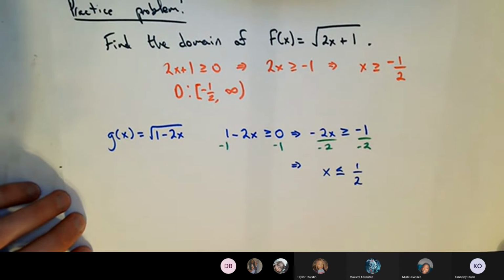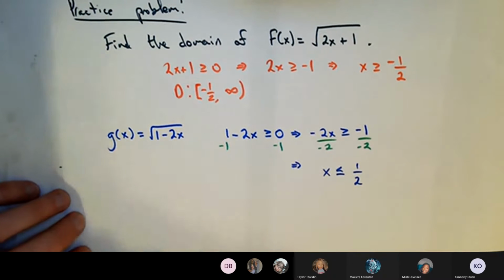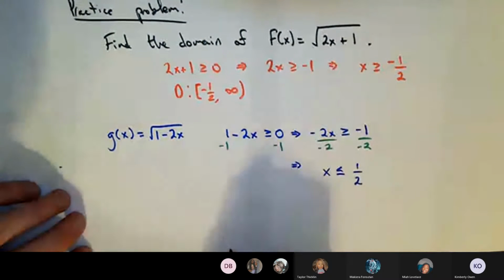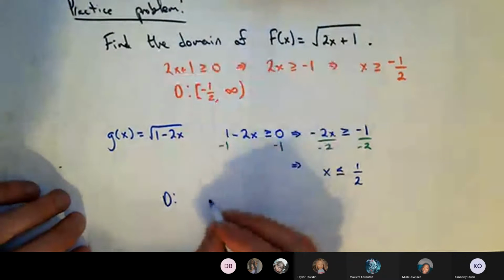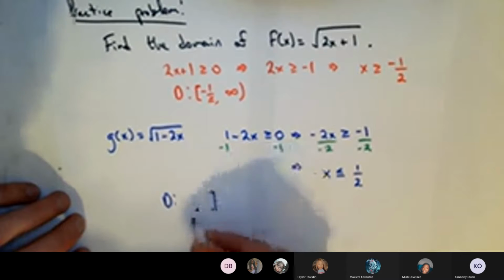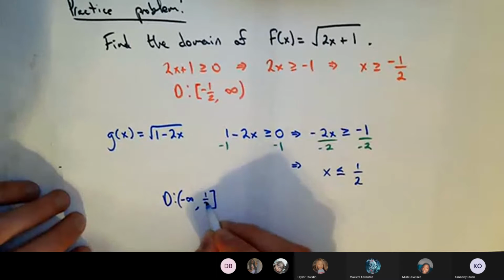So what is my domain going to look like here? Well, this says x has to be less than or equal to 1/2. So this is going to flip my interval over. My domain here is not going to look like this form. It's going to be flipped around, where the bracket is now on the right side and the negative infinity is on the left.